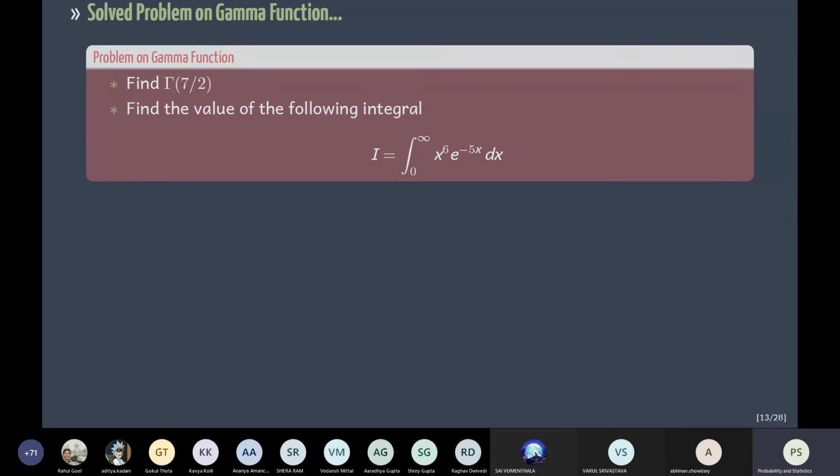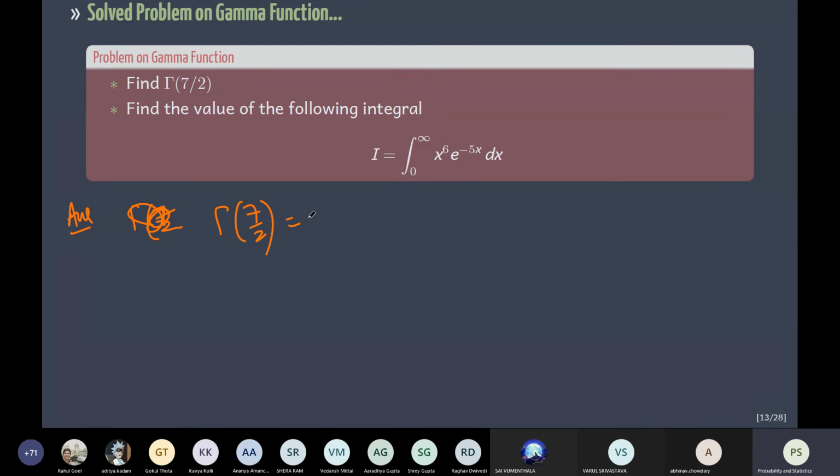Okay, so I have one more problem here. Let us do this quickly. So far we are doing the gamma function; I have not defined the gamma distribution. Let us say someone asks you to compute gamma 7 over 2. What do you do? Gamma 7 by 2 I am supposed to calculate.